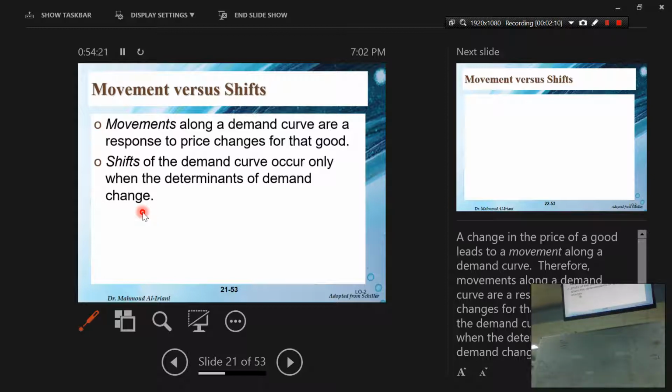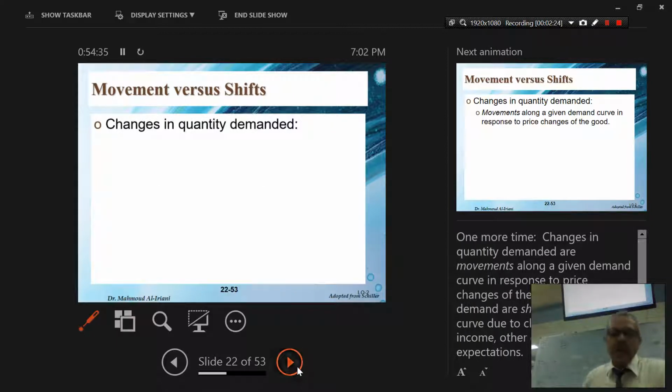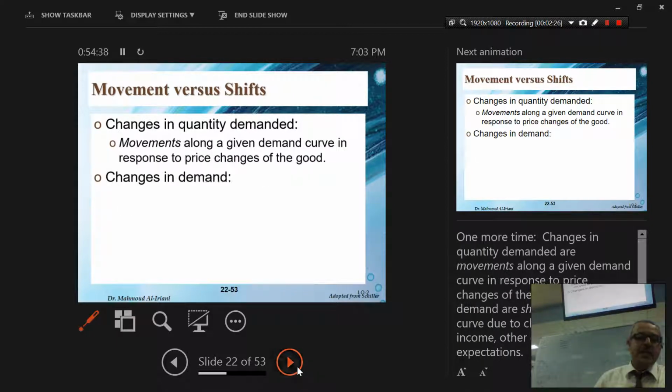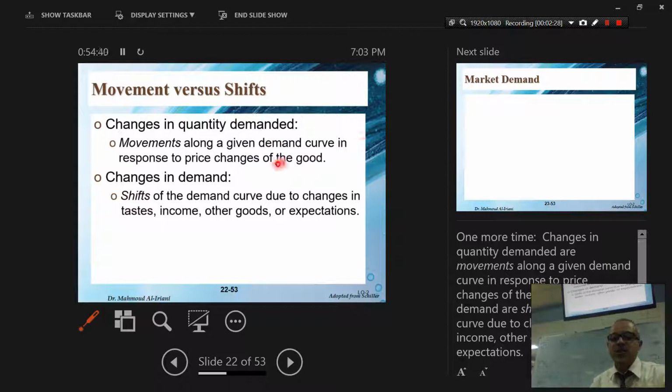So when do we have movement? When price changes. When do we have a shift? If one of the determinants changes. Are you guys okay with this? All right, great. Now we talk about changes in quantity, movement along a given demand curve, while a shift happens due to changes in taste and income and other goods.